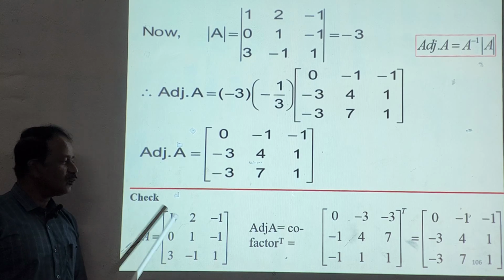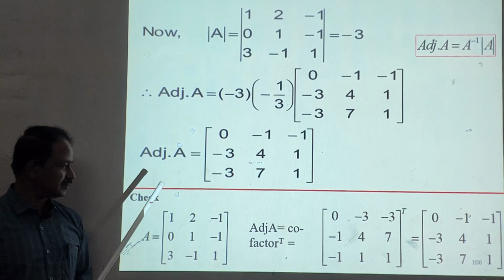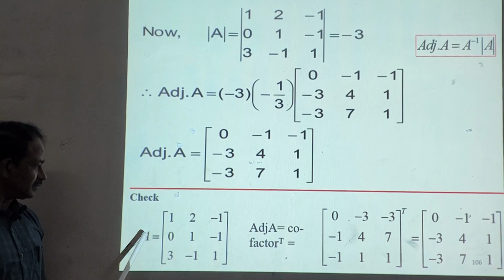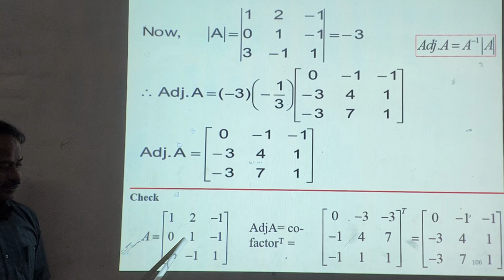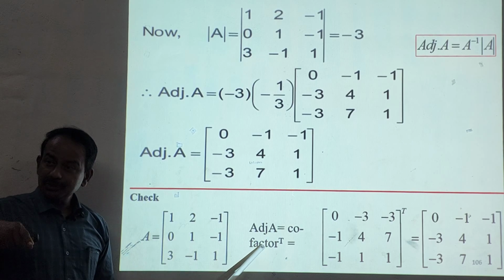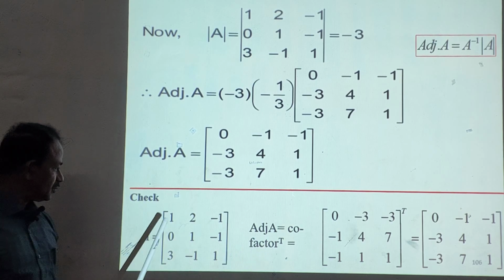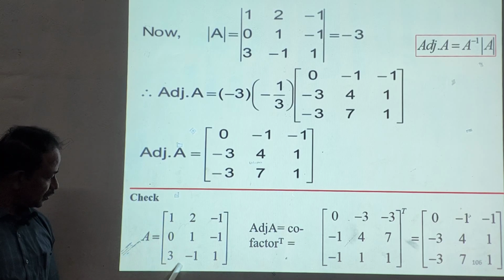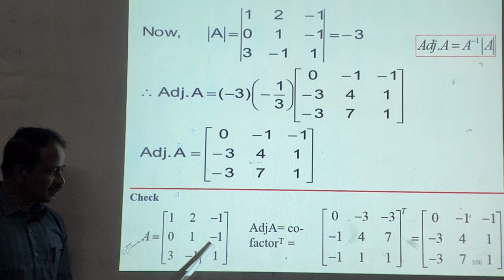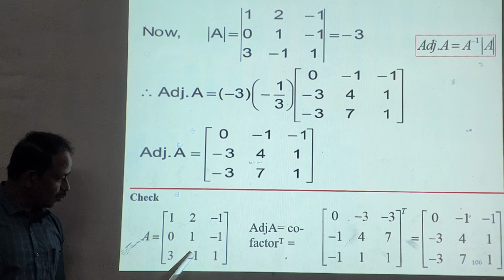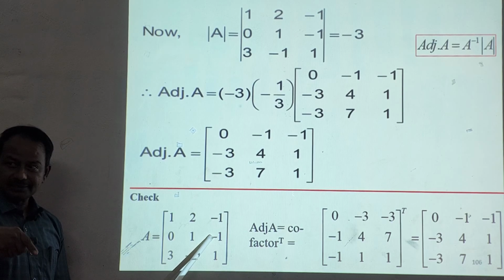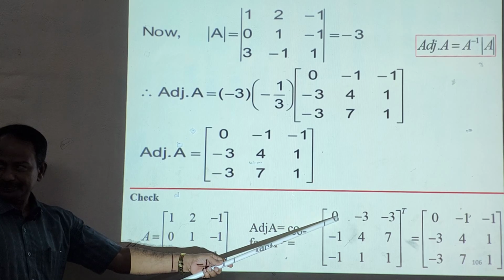Okay, now how to check whether we have done correctly or not? This is another method, as I discussed. So A is given as this. Adj A is nothing but the transpose of the cofactor matrix. So we will find out the cofactor first. What is the cofactor? You just leave this one, 2 multiplied, leave this one, 1 multiplied by 1, minus 1 multiplied by minus 1, plus 1 minus that, so 1 minus 1 is 0, so 0.